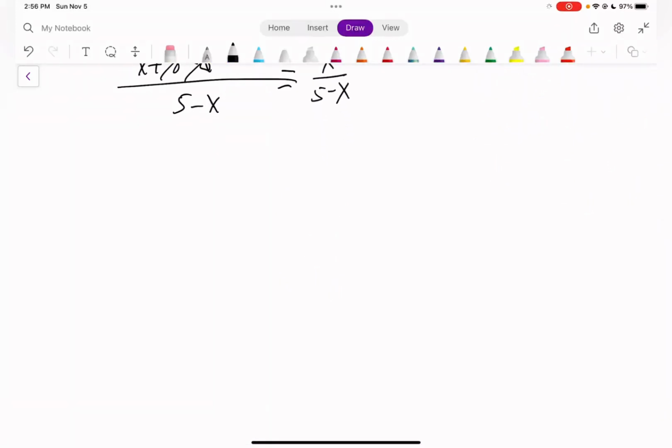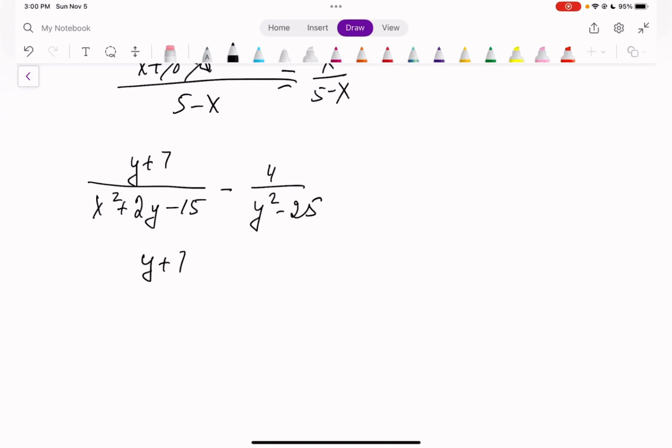We have y plus 7 over y squared plus 2y minus 15 minus 4 over y squared minus 25. Okay, well, let's see. It looks like we have to do some work over the denominator. y plus 7, y squared plus 2y minus 15. We can factor it. y plus 5 and y minus 3, right?